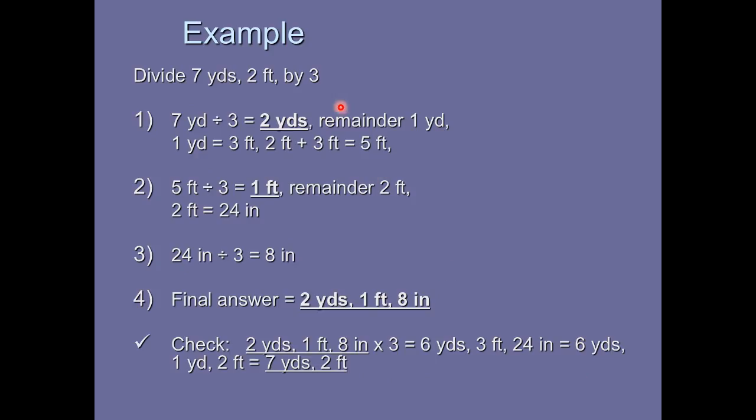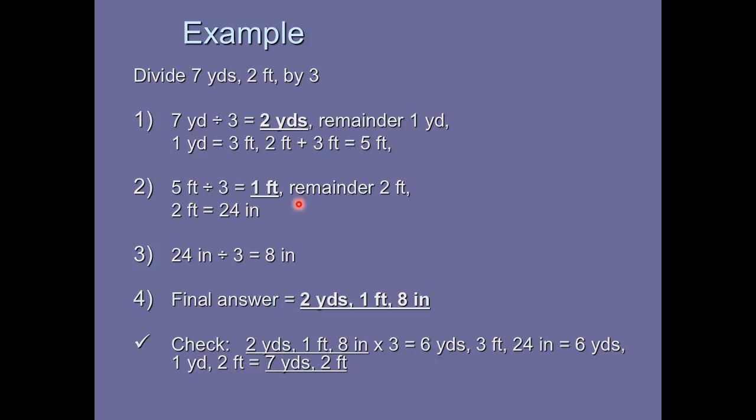So you start from the 7 years again. If you divide the 7 years by 3, you get 2 years, and then you have 1 year remainder, which is converted to feet. Your total feet becomes 5 feet. Again, you divide the 5 feet by 3. Your remainder is 2 feet.